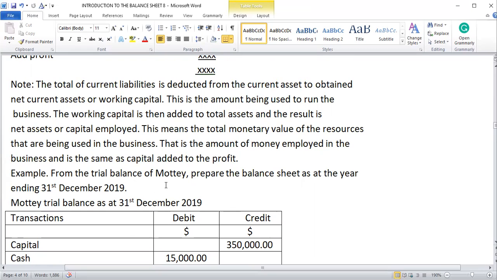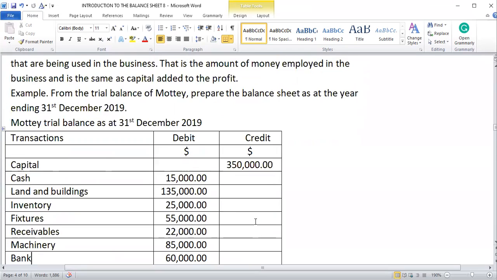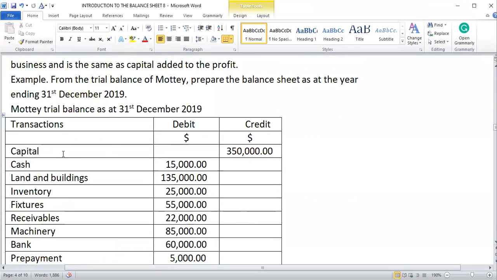From the trial balance of Multi, prepare the balance sheet as at the year ending 31st December 2019. So this is the trial balance of Multi as at 31st December. It has the particulars, the transaction, the debit, and the credit. Please, I've made a video on the trial balance, so you can go and watch it. It can also be found by the link below. Capital, $350,000.